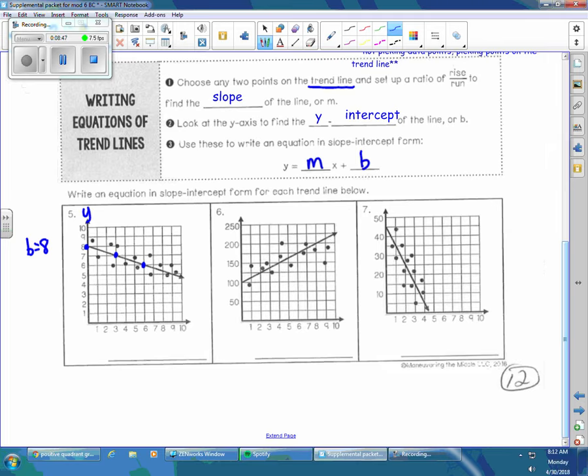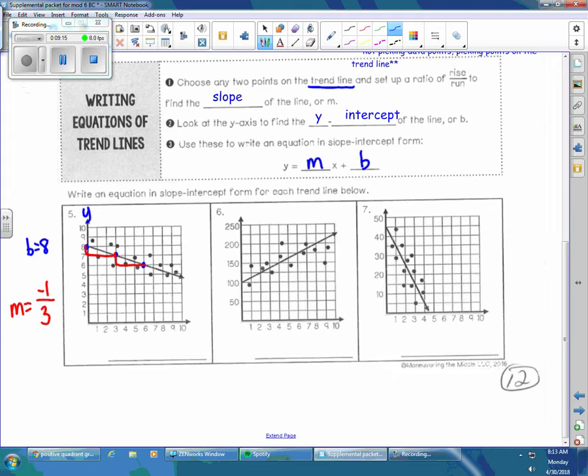All right? So my rise over my run, I can start at 8. Let me go here. I'm going down 1. That's a negative 1. I'm going over 1, 2, 3. Let me check it, going down 1, and then over 1, 2, 3. Okay, so my slope is going to be negative 1/3.